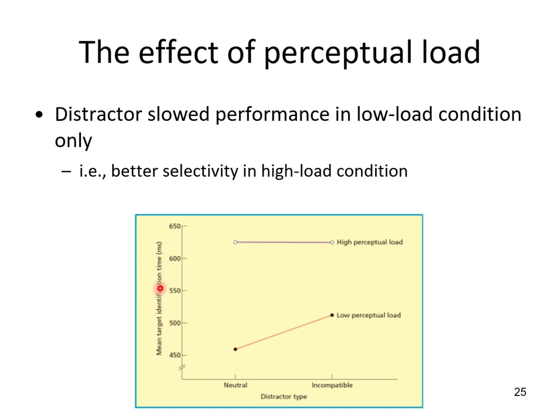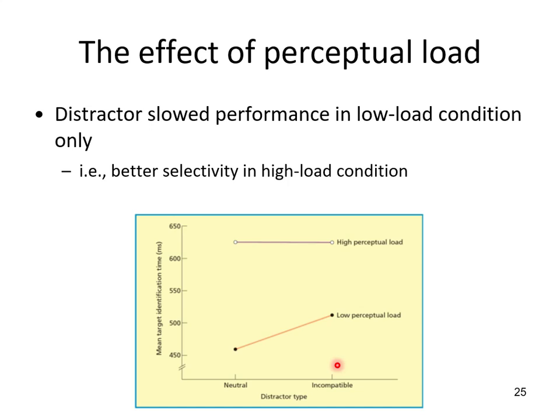Now, again, let's first learn to read the graph. The y-axis was mean target identification time. That means response time, right? For response time, the slower the poorer. And then what conditions do we have in the x-axis? Neutral and incompatible. So theoretically, if you have perfect selectivity, they should be the same. And theoretically, if you have poor selectivity, then possibly you will have poor performance in the incompatible condition. So this one will be higher because it's slow.